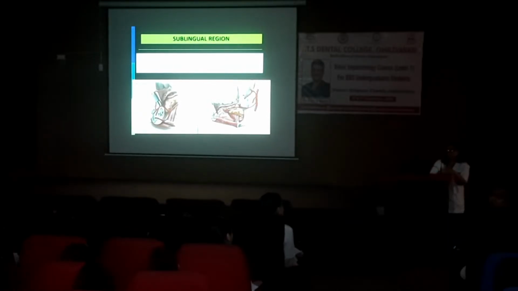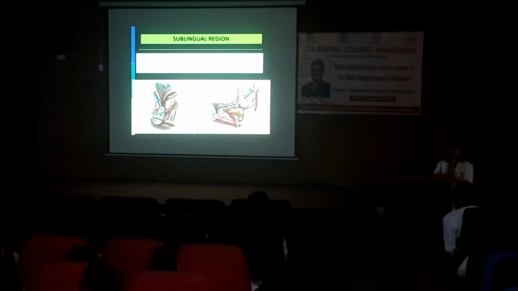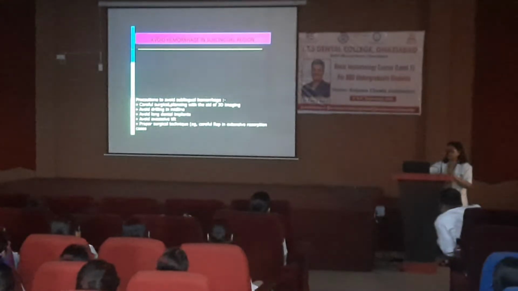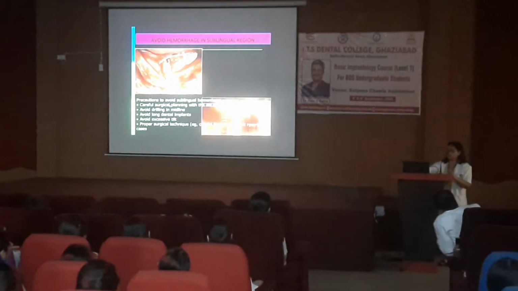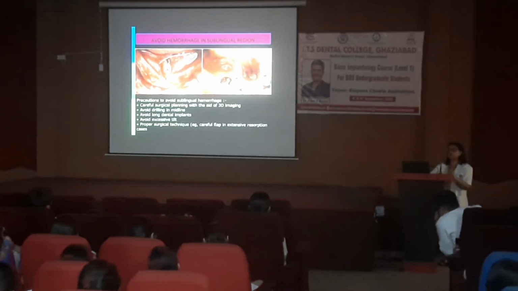So if that area bleeds, what will happen? What will happen? I just told you, sublingual hematoma. What will happen from that? It will look like this, okay, a bluish discoloration you will see after implant placement. The patient will have pain, he will not be able to swallow, he will complain that he is not able to move his tongue. Then later he complains that he has difficulty in breathing. Should you get alarmed?